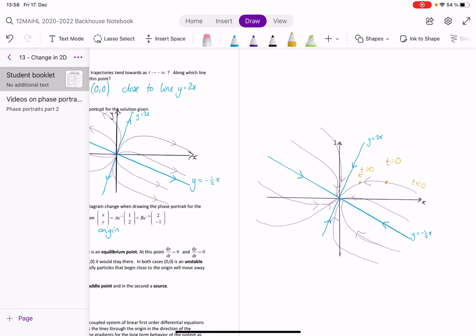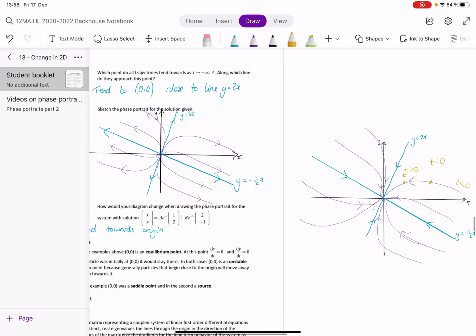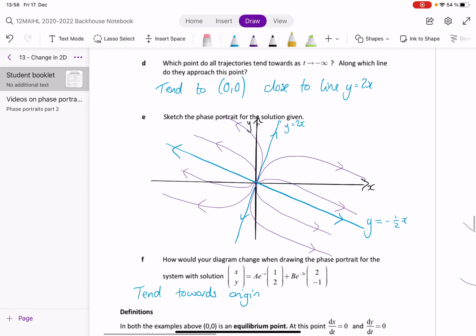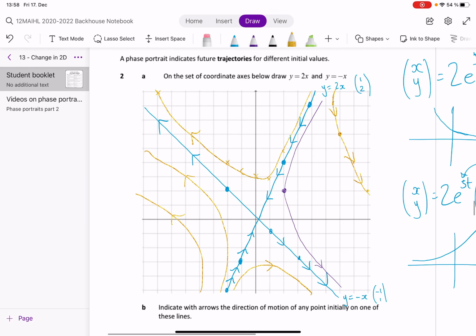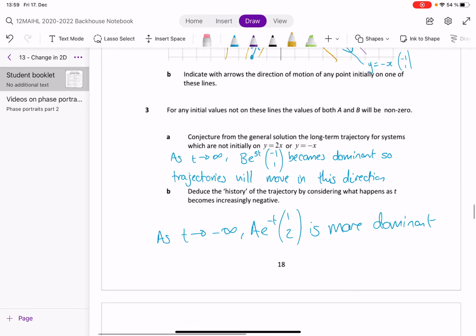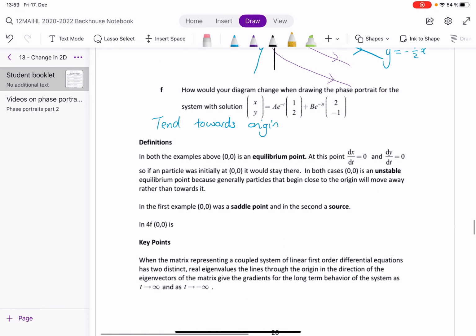Okay, so both negative eigenvalues, we have them approaching 0, 0. Both positive, we have them moving away from 0, 0. And if we have one positive and one negative, we have one going into the origin and one coming out of the origin. Okay, there's a little bit of reading for you to do.